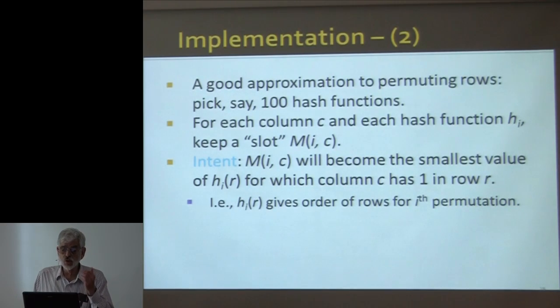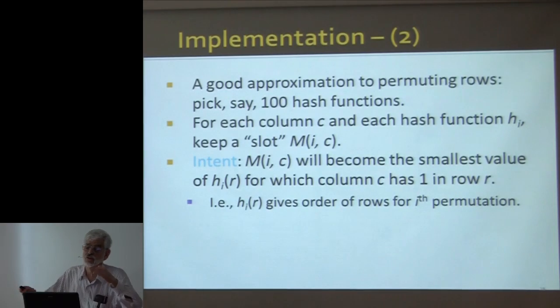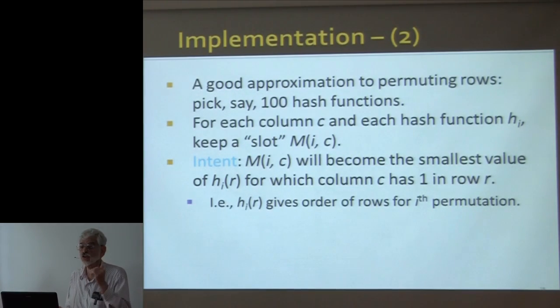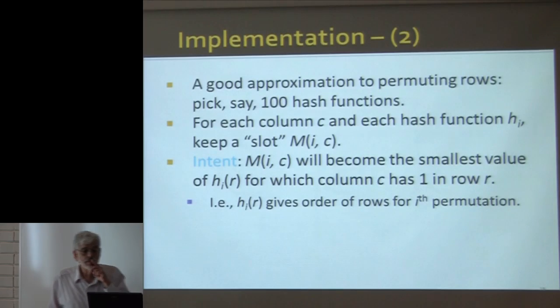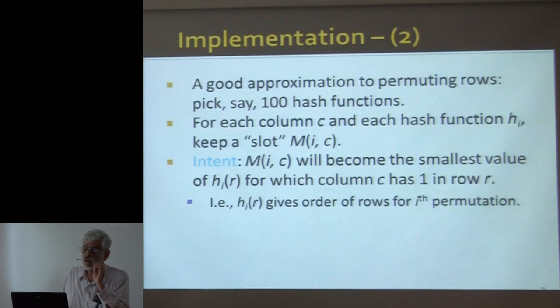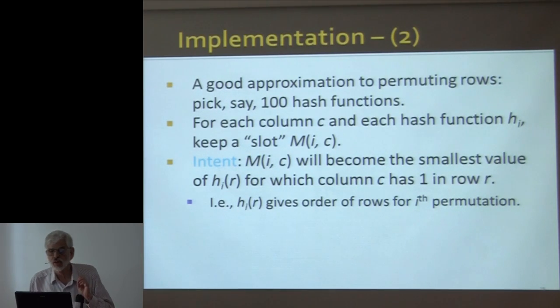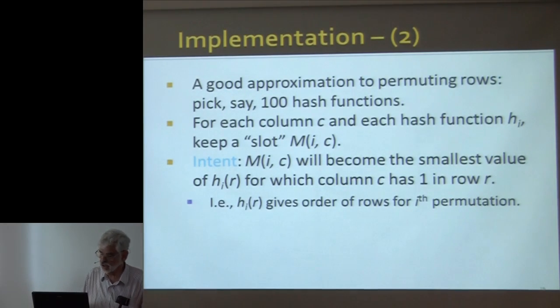Now, what I'm going to do is hash each row. Let's again say I have 100 hash functions. For each of the 100 hash functions, I'm going to hash each row in turn, and I want the slot for I and C to be the hash value of the smallest row in which that column C has a 1. Again, the idea is that HI of R tells you the order of row R in this random permutation, except of course that there are collisions, but let's not worry about that.